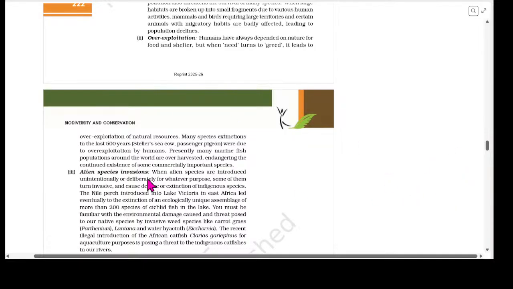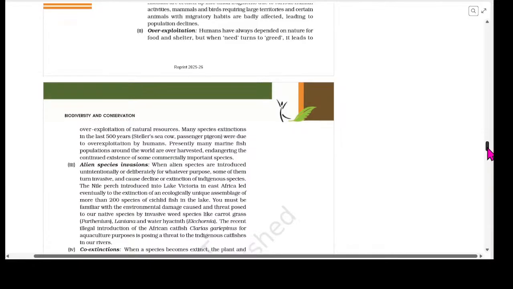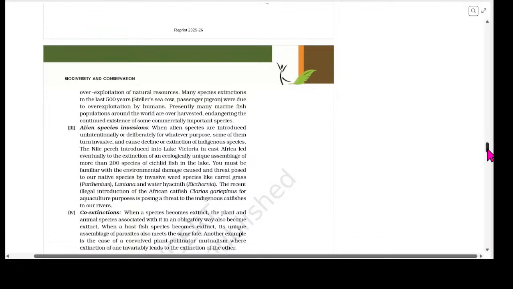Alien species invasions. When alien species are introduced unintentionally or deliberately for whatever purpose, some of them turn invasive and cause decline or extinction of indigenous species. The Nile perch, introduced into Lake Victoria in East Africa, led eventually to the extinction of an ecologically unique assemblage of more than 200 species of cichlid fish in the lake.